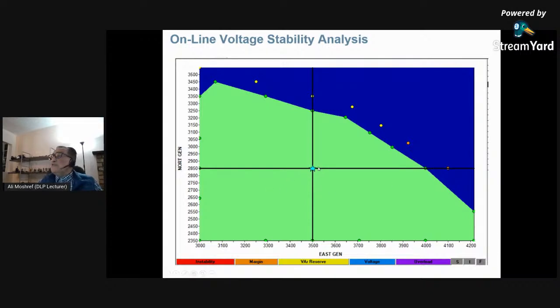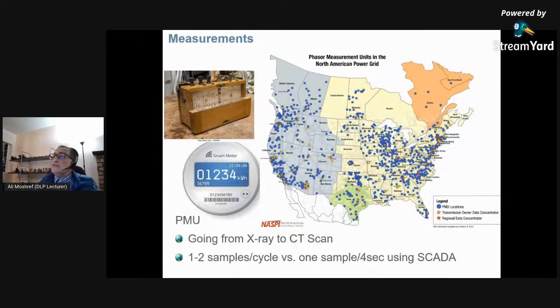If I increase, for example, eastern generation, I get to voltage instability, I lose my reserve, so I get into a difficult part. So what's the point of this? The operator at any time can look at this and say, oh, shoot, I'm in trouble, or I'm close to trouble, I better do something about it. That's the point. What's the challenge? How to compute this, how to make it intelligent, how to analyze all the possible events. That is impossible, right? How can I analyze all possible events? These are the challenges that you will face.